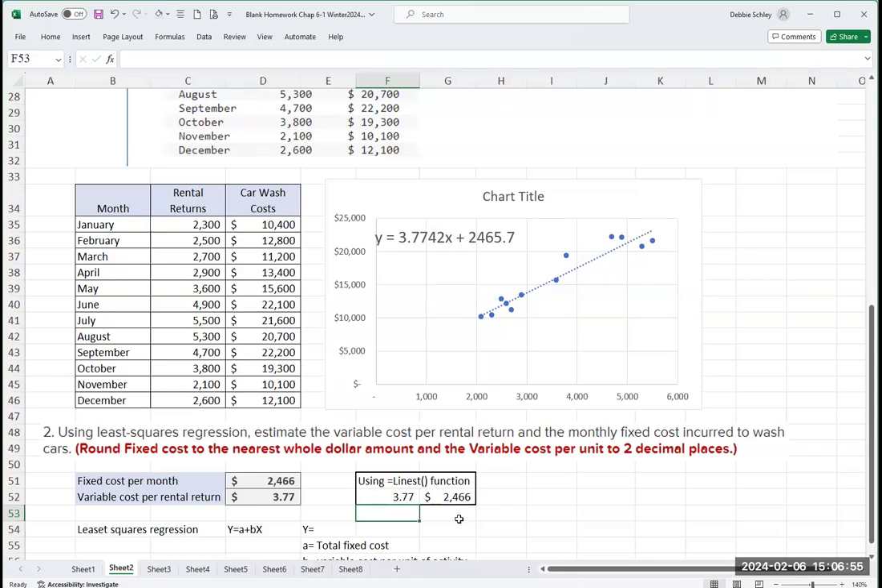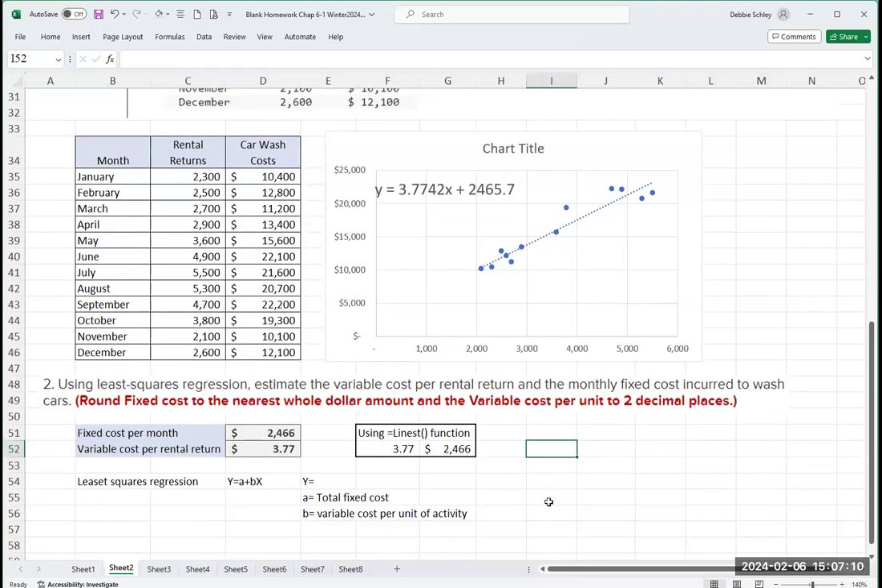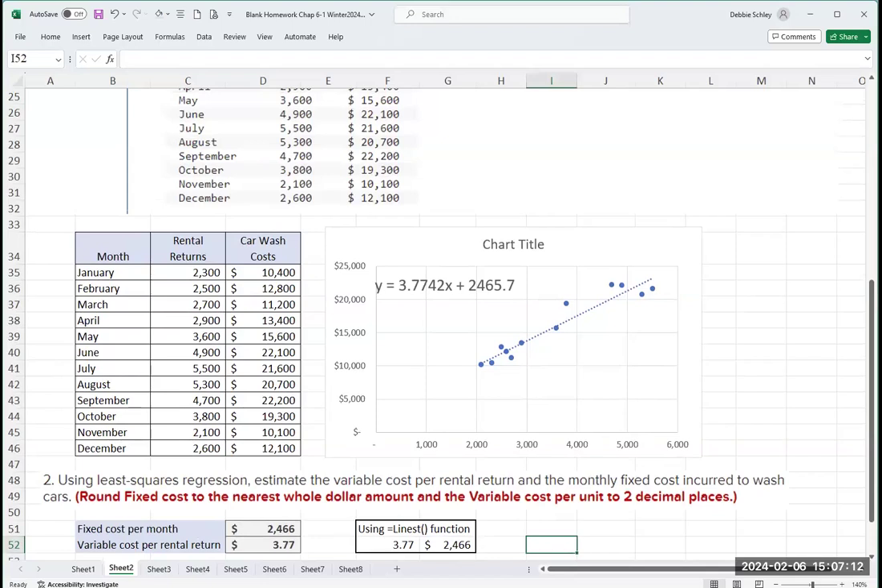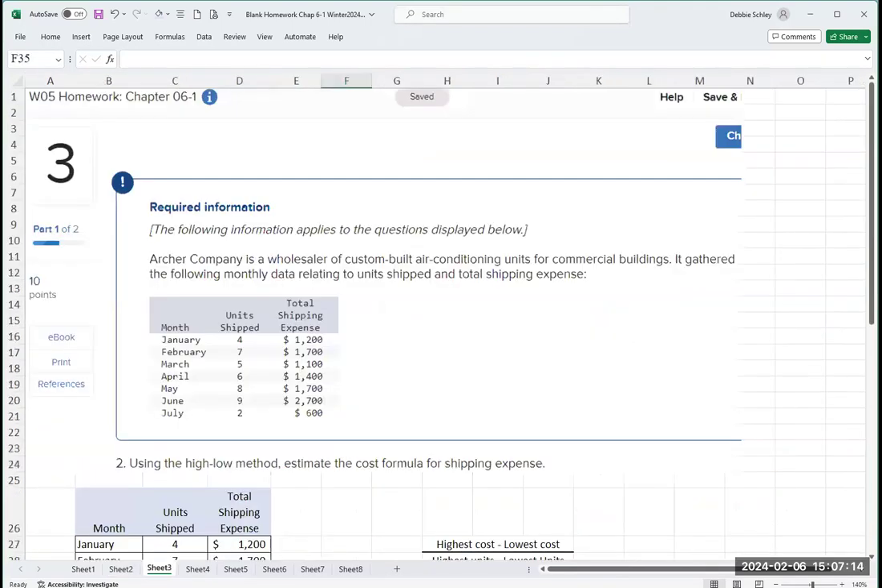So Excel is awesome. If you know the formulas and you know how to use them, it does all kinds of math for you. Get very comfortable with Excel. You will be much happier for the rest of the semester. Yeah, so there was your least squares regression. Okay, question 3.